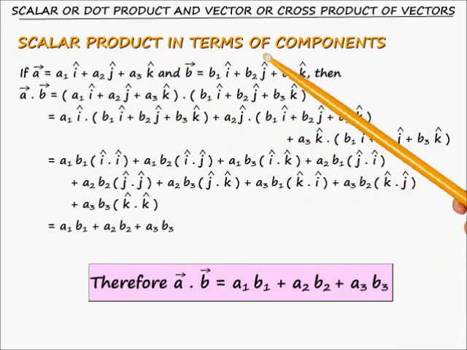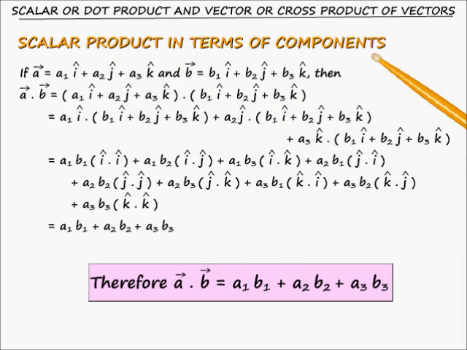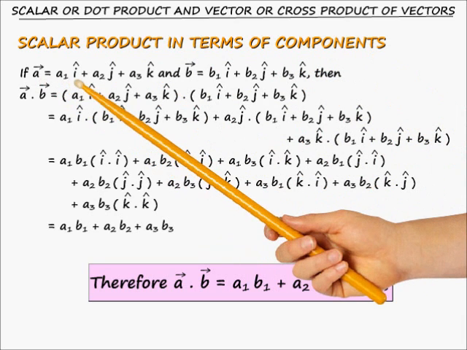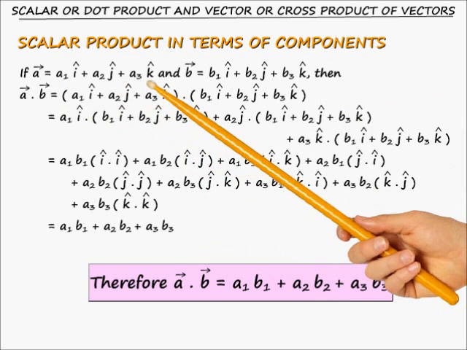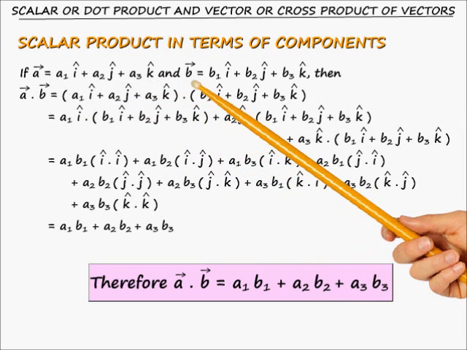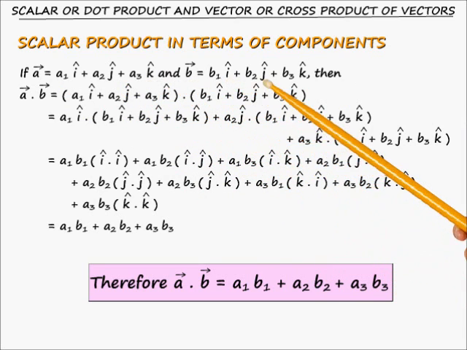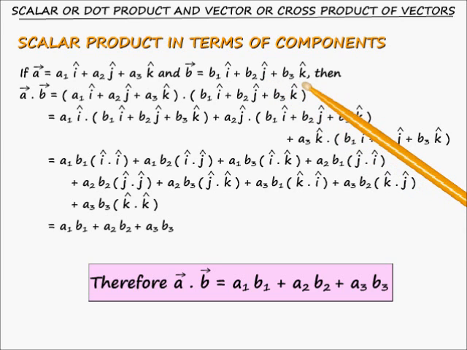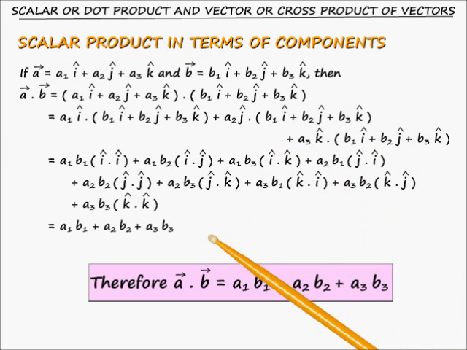Scalar product in terms of components. If vector A equals A1 i cap plus A2 j cap plus A3 k cap and vector B equals B1 i cap plus B2 j cap plus B3 k cap, then A dot B equals A1 B1 plus A2 B2 plus A3 B3. This can easily be proved by using the properties of scalar product that we have already learned.